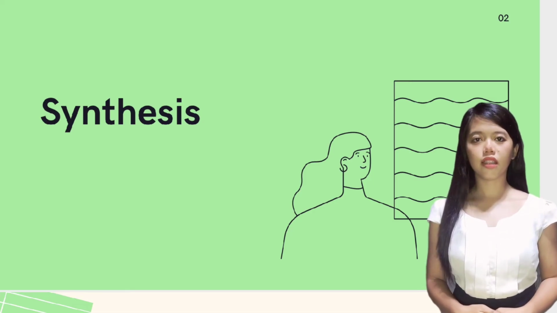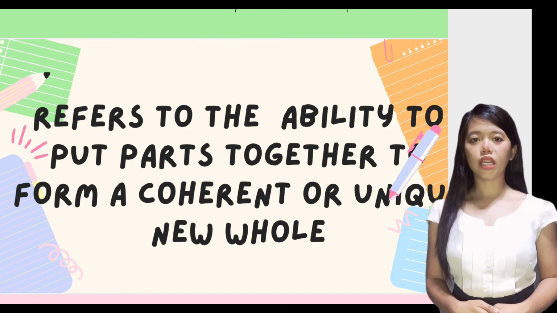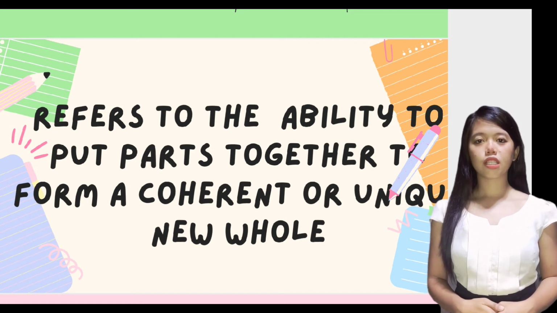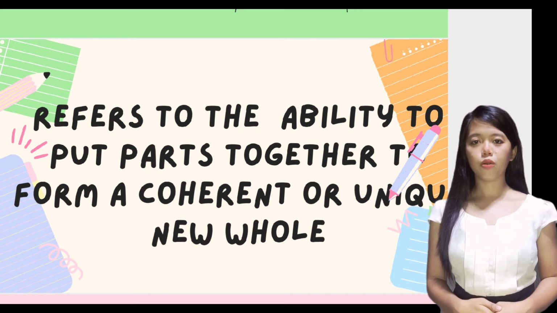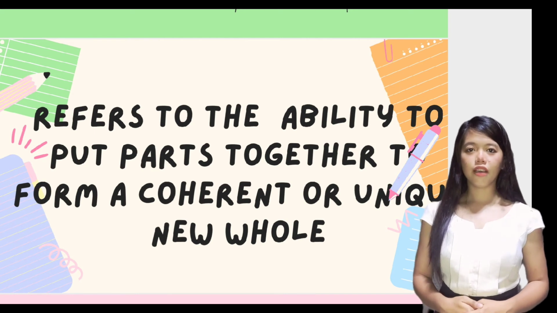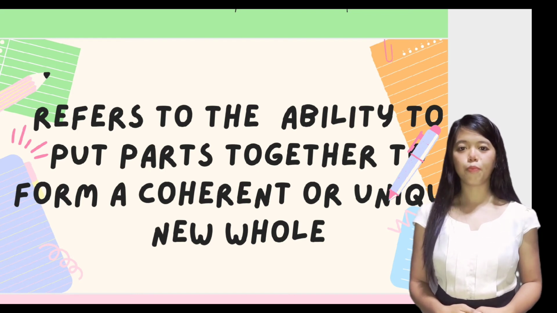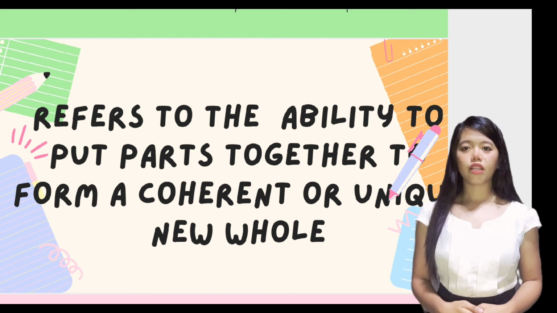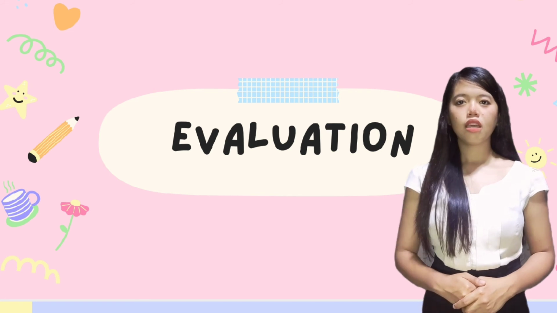Next to analysis is synthesis. This refers to the ability to put parts together to form a coherent or unique new whole. Examples of verbs related to this function are compose, produce, design, assemble, create, prepare, formulate, propose, develop, arrange, construct, organize. Meaning, in this level, a child can now combine different things to form a new idea out from those parts that they put together. It's like a child picking up and putting back the parts of the puzzle to form the image.